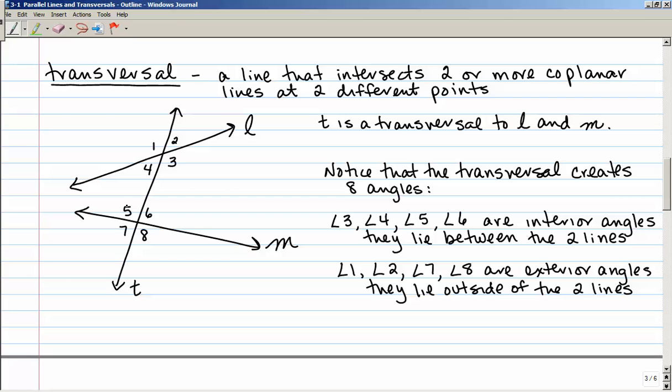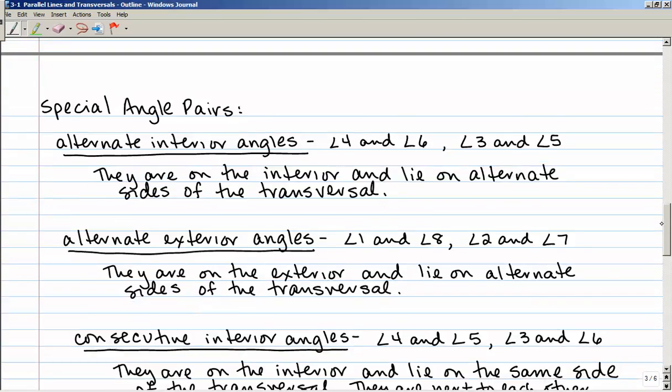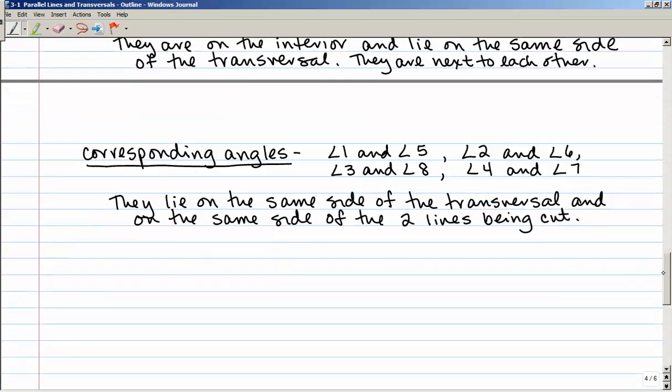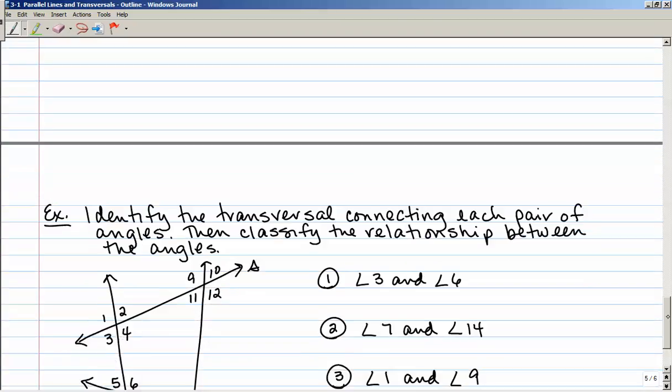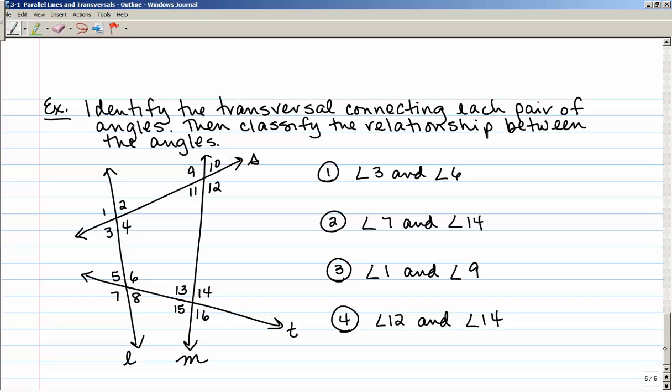Another pair of corresponding angles would be 2 and 6. Another way to look at it is they're kind of in the same position. 2 and 6 are both to the right of the transversal and above a line. 3 and 8 are another pair of corresponding angles, and 4 and 7 are another pair of corresponding angles. If you're a flashcard person, this would be a really good thing to put on a flashcard because you do need to know these angle pair names because we'll be using them in the next section.